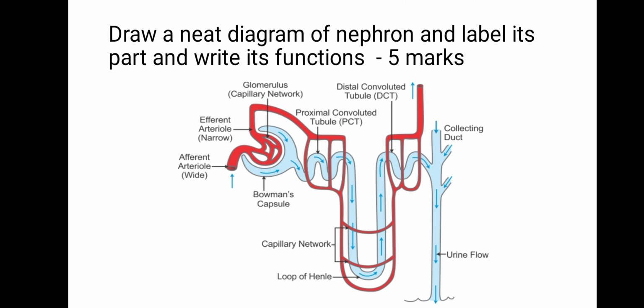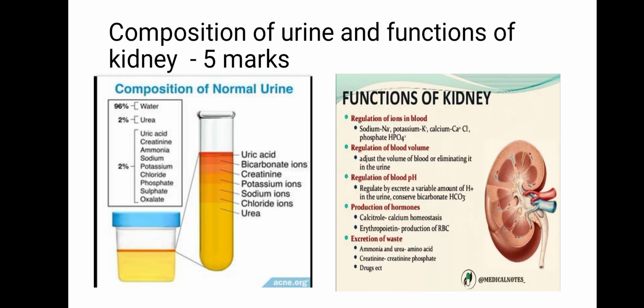Composition of urine and functions of kidney. Urine is an excretory product of the body. It is formed in the kidney. Urine examination helps in the diagnosis of various renal as well as systemic diseases. Normal chemical composition of urine: volume 600 to 2000 milliliters, specific gravity 1.003 to 1.030, pH 4.6 to 8.0.